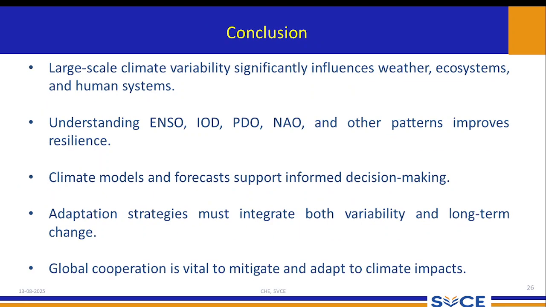Coming to the conclusion, large-scale climate variability significantly influences weather, ecosystems, and human systems. Whether it is large-scale climate variability or climate change, they continually affect the weather, ecosystems, and human systems. Understanding ENSO, IOD, PDO, and other patterns improves resilience. Climate models and forecasts support informed decision making. Adaptation strategies must integrate both variability and long-term change. Global cooperation is important to mitigate and adapt to the climate impact.